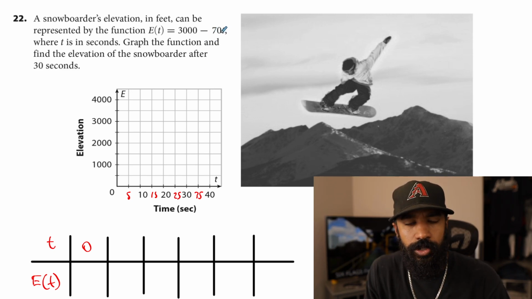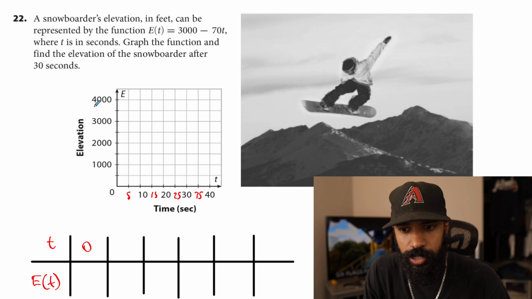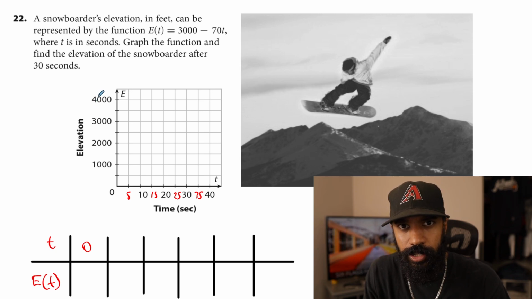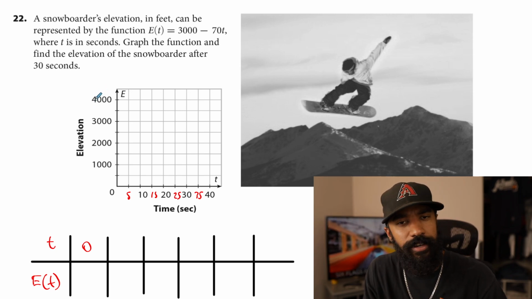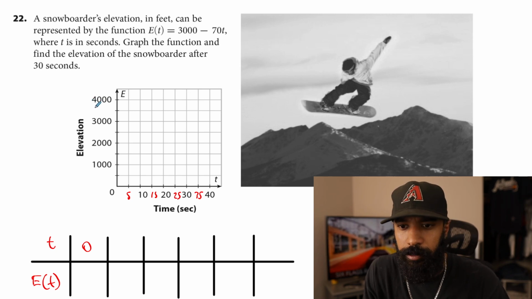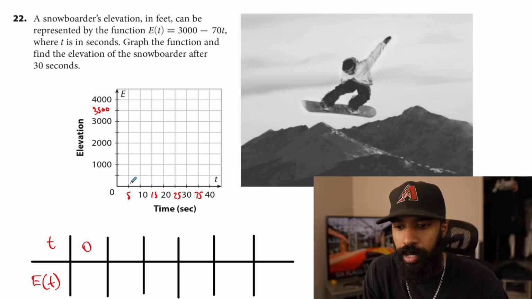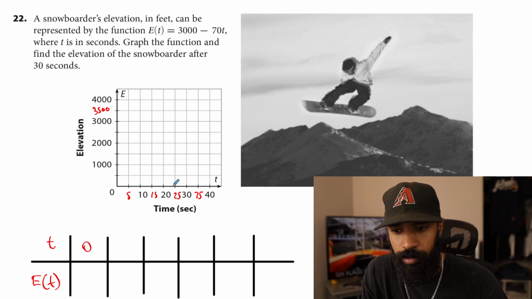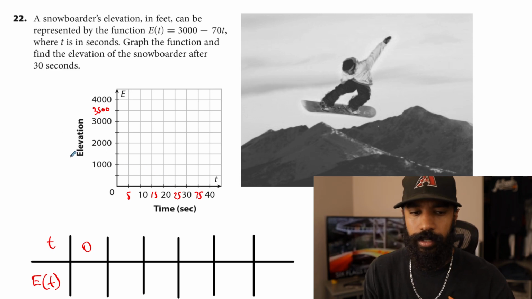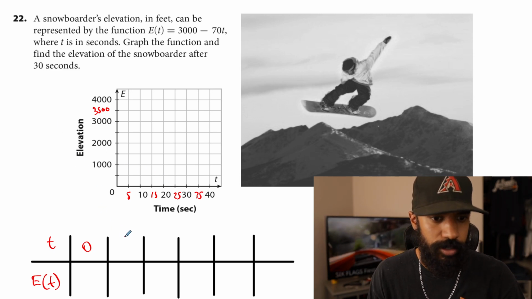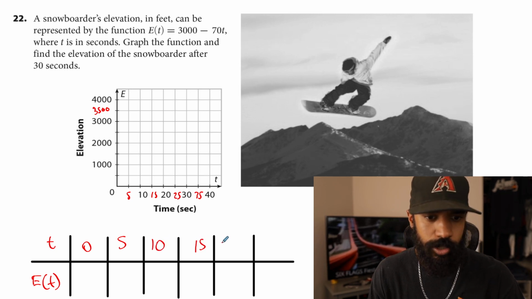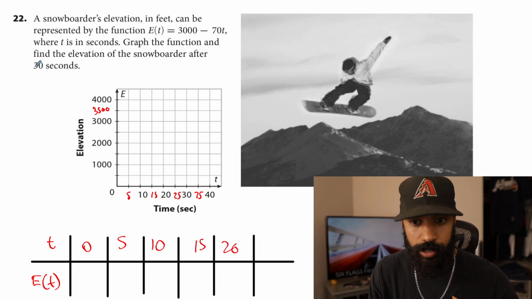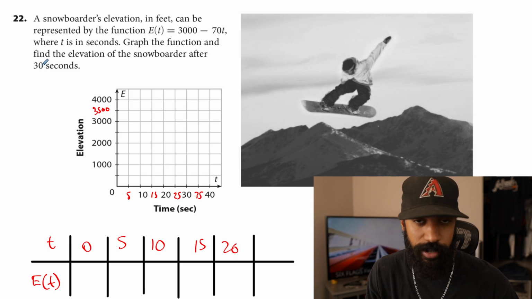70 is an interesting number here because these go down by 500s, and 70 doesn't really hit the 500s. So I'm going to have to do my best approximations here, and I will. I'm kind of running out of time here, so I'm just going to substitute the first 4: 5, 10, 15, 20. That's fine. We're going to estimate this, and we'll find the elevation after 30 seconds.